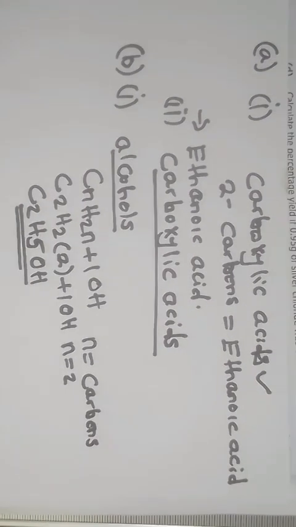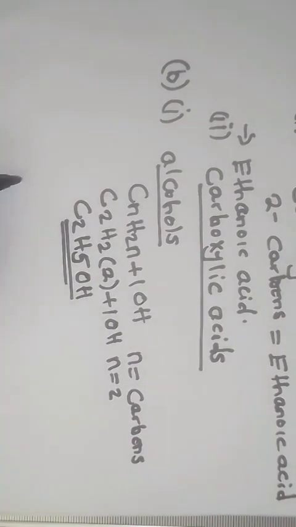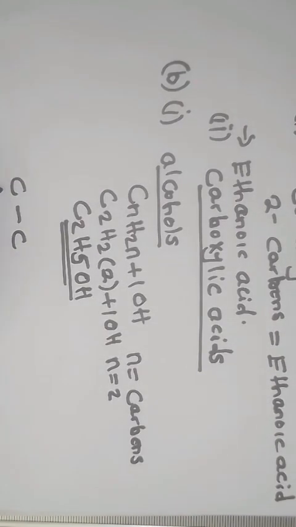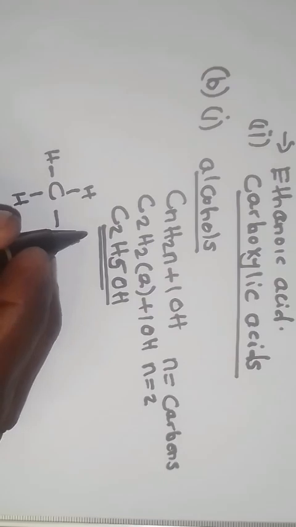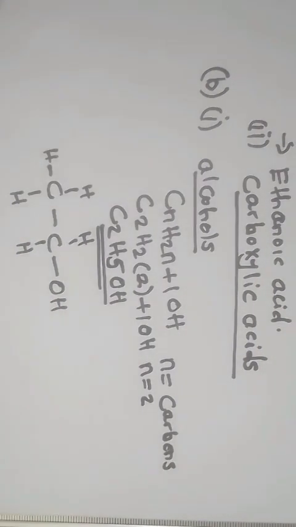Now what they want us to do is draw. So to draw, it is going to be 2 carbons bound together. On the remaining sides of the carbons, you put the hydrogens. And on this side, this is where you put the OH. Now from there, what follows next?